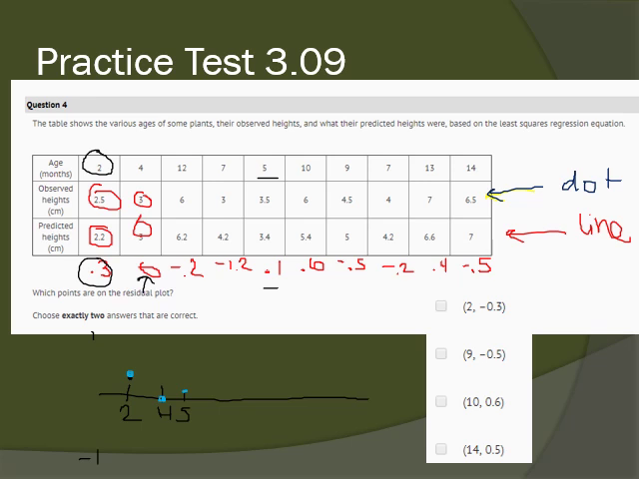So when you look at these options over here, and remember it says exactly 2, so you would look for at 2 is the residual -0.3. At 9 is the residual -0.5. At 10 is the residual, so here's 10, 0.6. And at 14 is the residual 0.5. The sign does matter. So 0.5 is not the same as -0.5 for these.